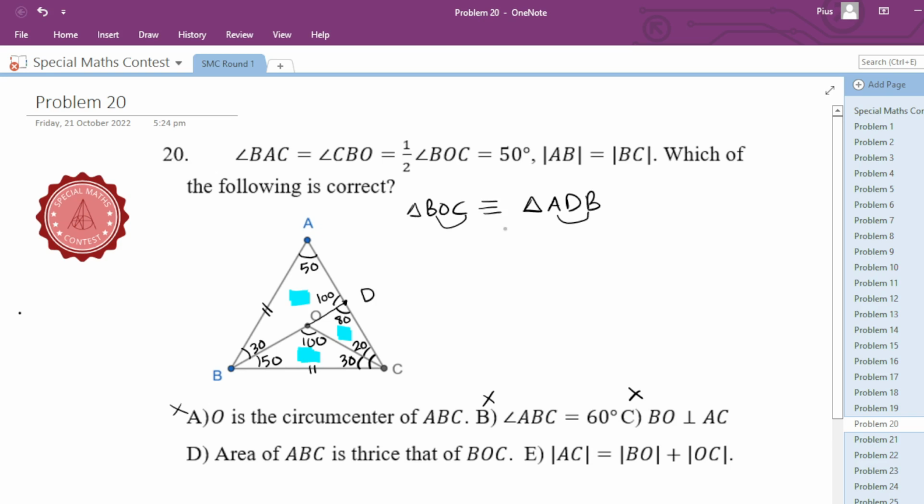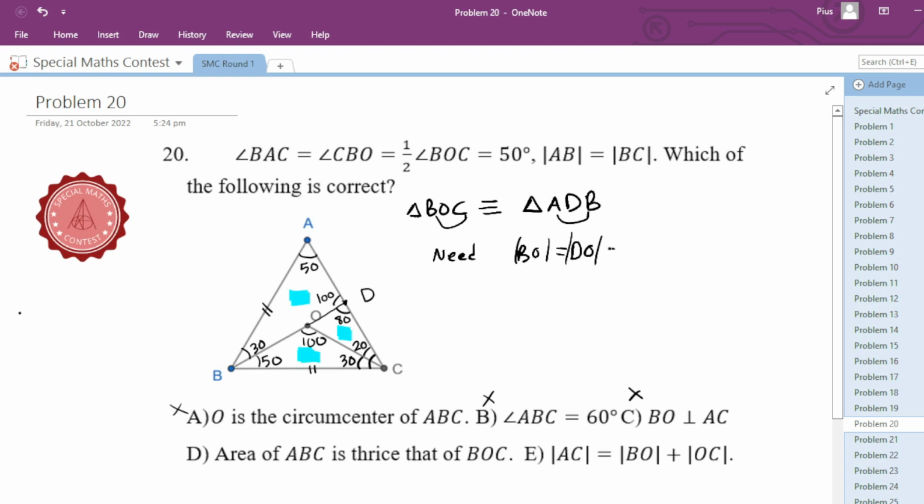Now, for the areas of triangle BOC and triangle DOC to be equal, since they both share vertex C, the height from C is equal for both triangles. And since the areas are equal, half base times height means that the base lengths will also have to be equal. So we need BO equal to DO.